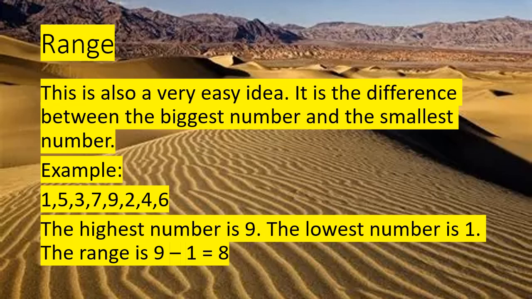Okay. Now range. This is also a very easy idea. It's the difference between the biggest number and the smallest number. So for the example 1, 5, 3, 7, 9, 2, 4, 6, the highest number is 9, the lowest number is 1, so the range is 9 minus 1, or 8.